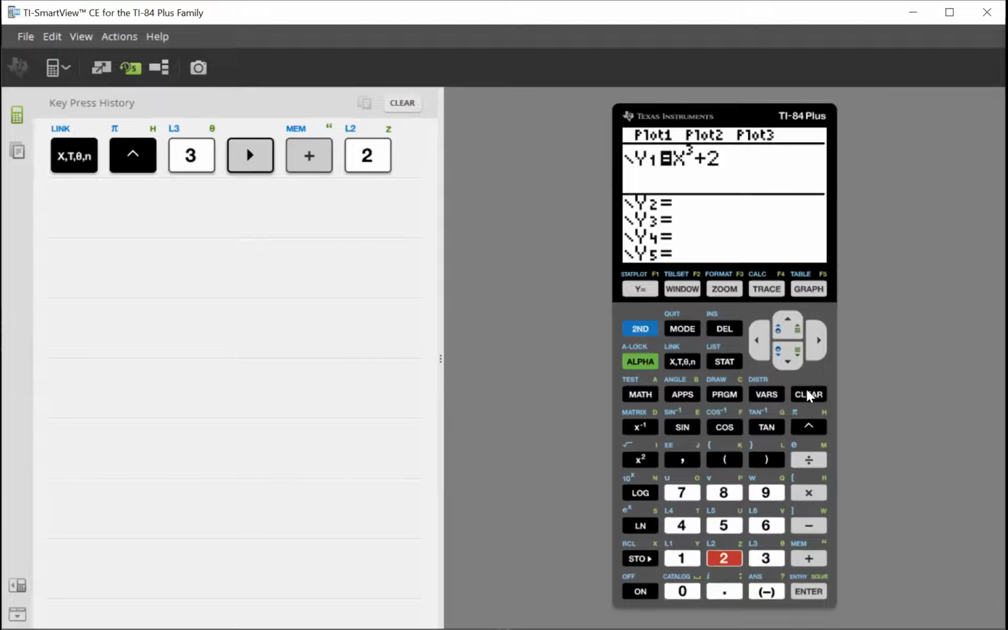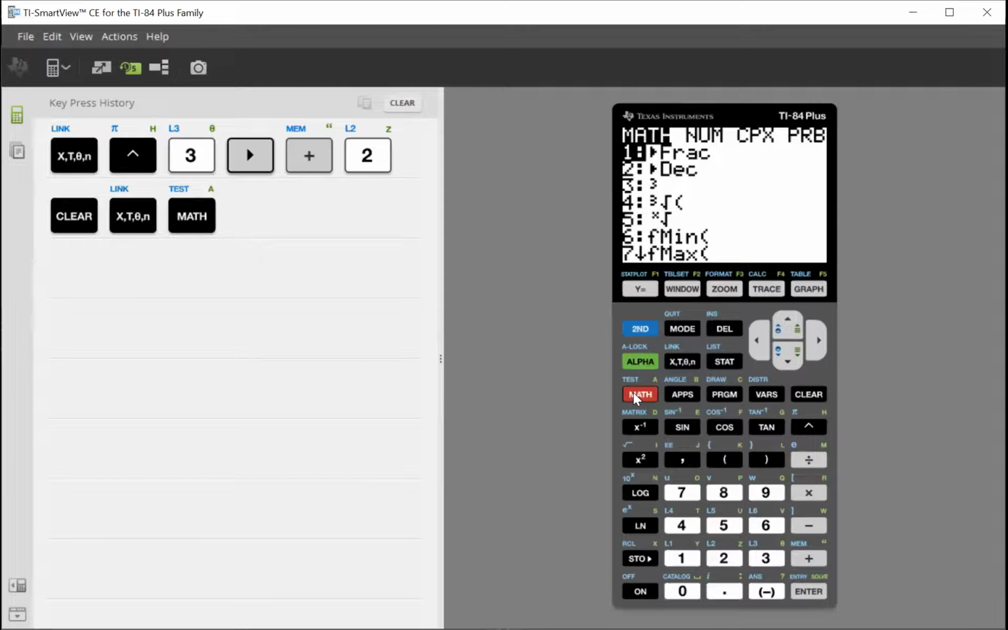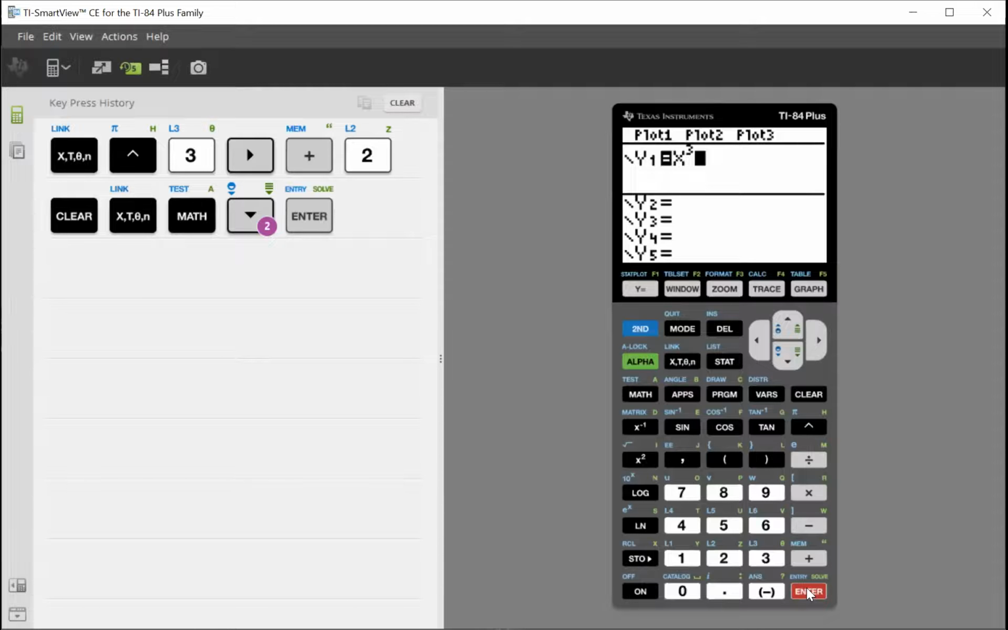Or, let me clear that. Let me put in my X. If you hit the math button over here, you see number three down here, looks like a little cube. So highlight the one that looks like a little three. When you hit enter, it puts the cube up there for you. And then put in your plus two.